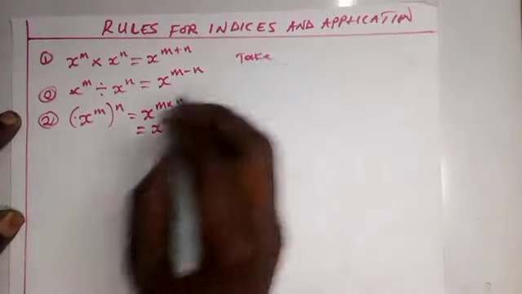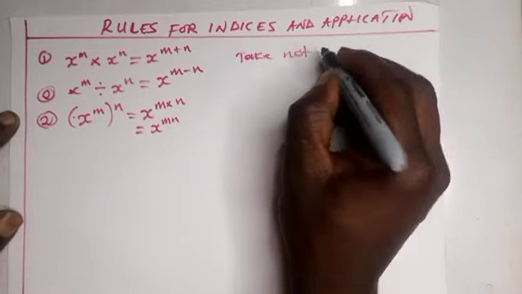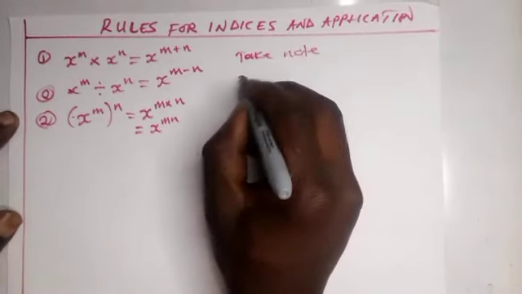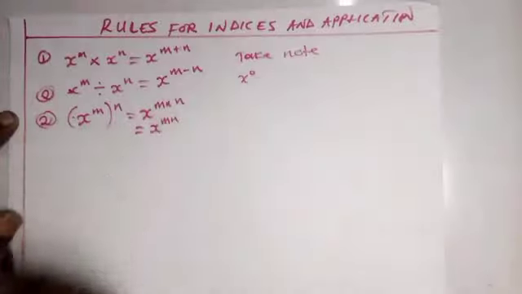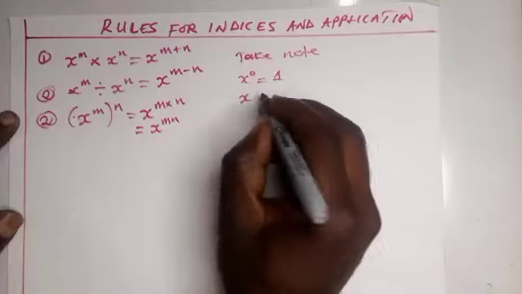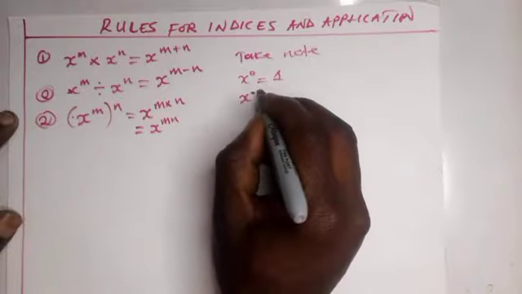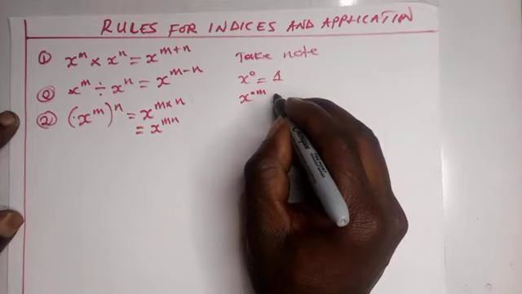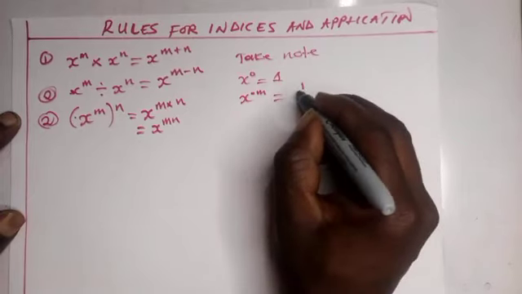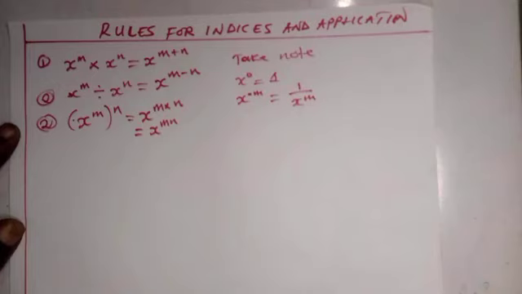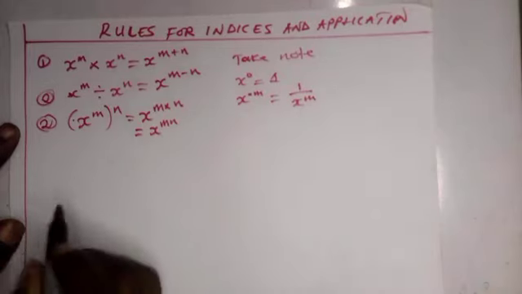Now for this other rule, when you have x power 0, it is equivalent to 1. If x is raised to the power negative m, for you to take it into positive, the way you have to do it will be 1 over x power m.